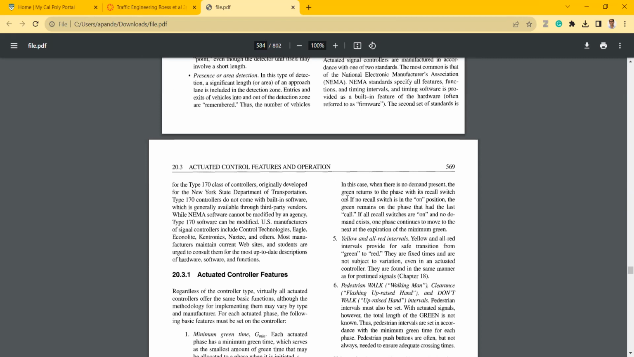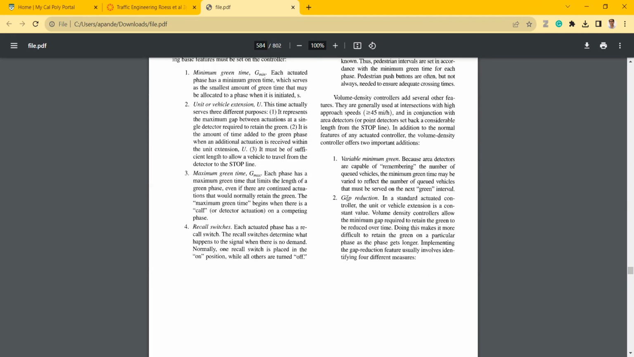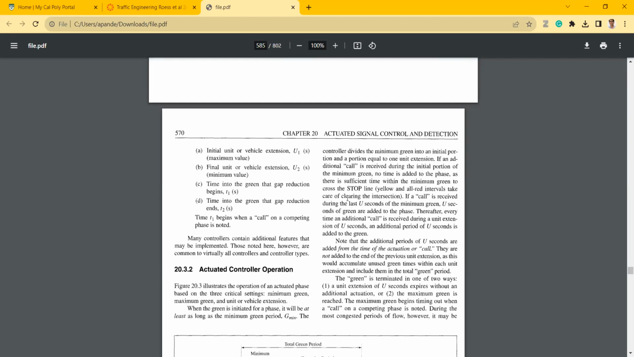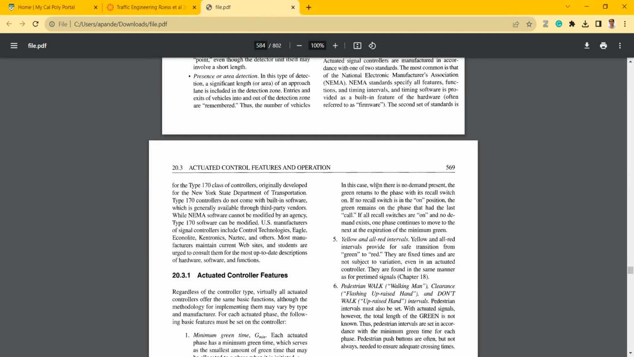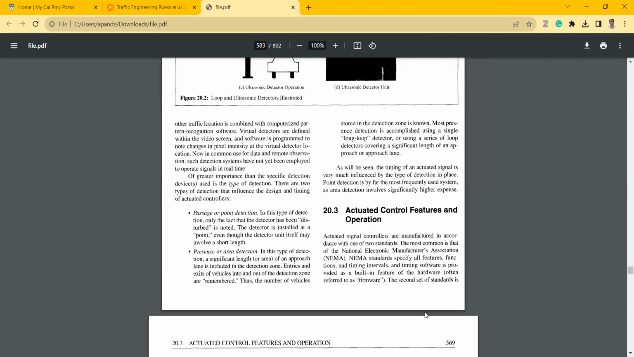One thing I want to first highlight from this chapter is if you go to section 20.3 on page 568. First of all, the actuated signal controller is manufactured in one of the two standards, basically NEMA standards. That remains the standard that we use. The NEMA standards specify all the features.